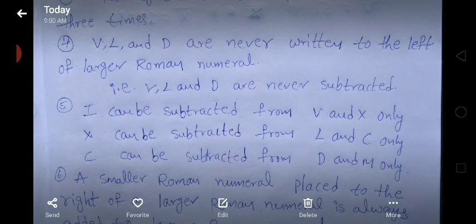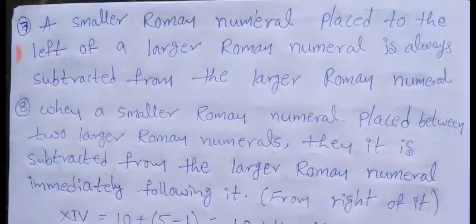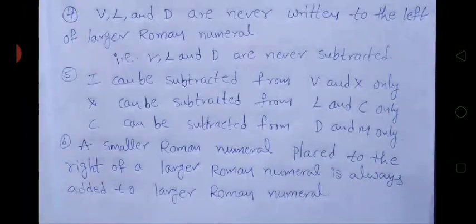So what is this subtraction? First, a smaller Roman numeral placed to the right of a larger one will be added to the larger one. A smaller Roman numeral placed to the left of a larger Roman numeral is always subtracted from the larger Roman numeral. I can be subtracted from only V and X. X can be subtracted from L and C. C can be subtracted from D and M.